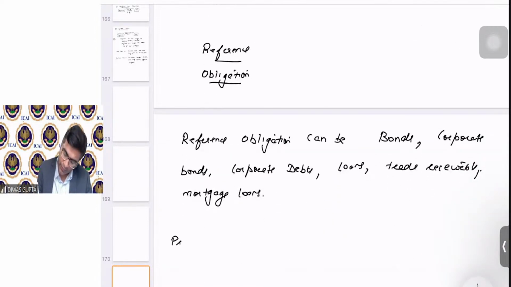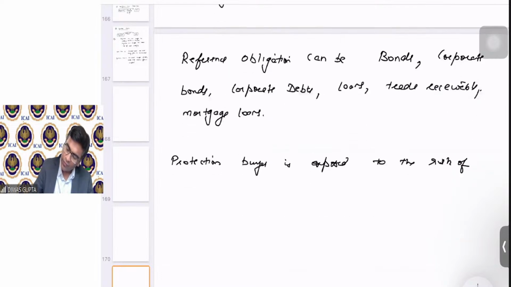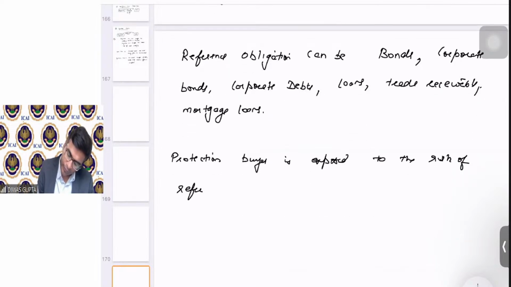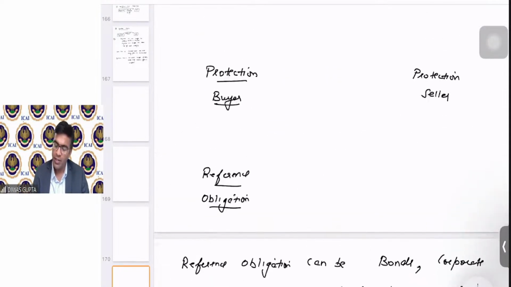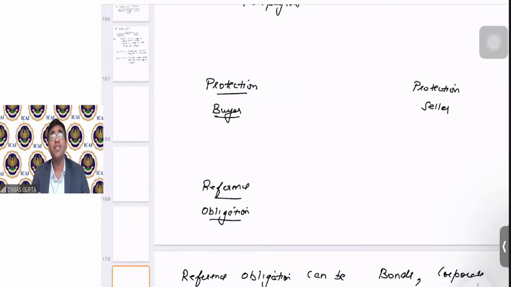So protection buyer is exposed to the risk of the reference obligation. Risk means credit risk. We are talking about credit risk, okay? So I'm just clarifying. Protection buyer is exposed to the credit risk of the reference obligation. So that means this protection buyer in its balance sheet, all these reference obligations are coming in the assets.